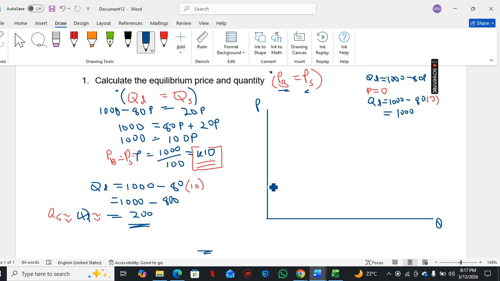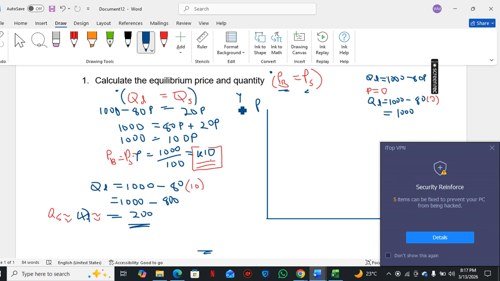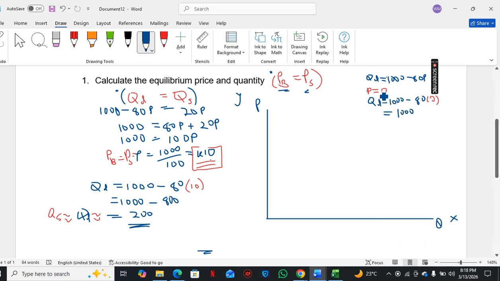So when the price equals 0, it means you're just dealing with the x-axis here. This is the x-axis, colleagues, and that is the y-axis there. So when price is 0, just come on the x-axis here. You see, quantity demanded will be 1000. So you just mark the 1000 here, 1000 units. This is our x-intercept. This is where the demand curve is going to cut the x-axis. Are there any questions before I proceed?